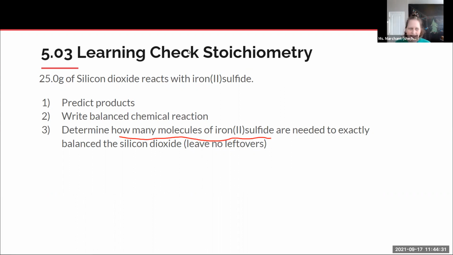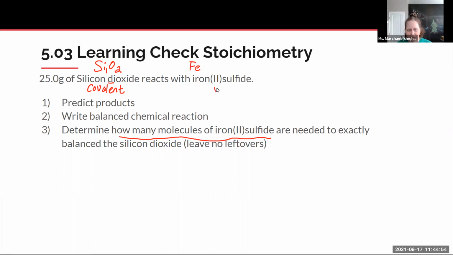And welcome back. All right. So first, predict products. Well, first I need to know what I'm dealing with. Silicon dioxide, SiO2, covalently bonded. So I'm using those prefixes. Di means two. Silicon does not need a mono, but it is one. Reacts with iron 2 sulfide.